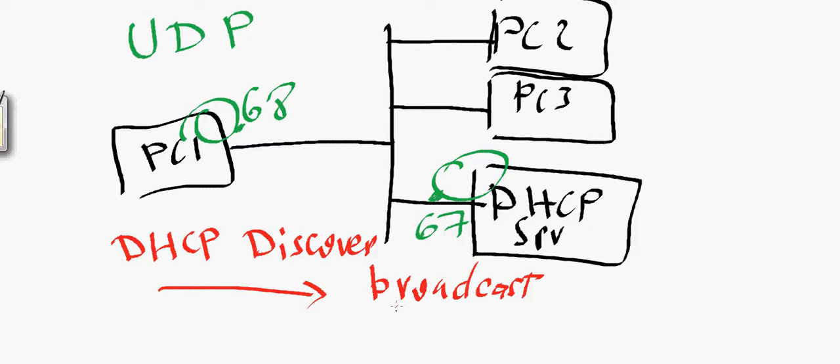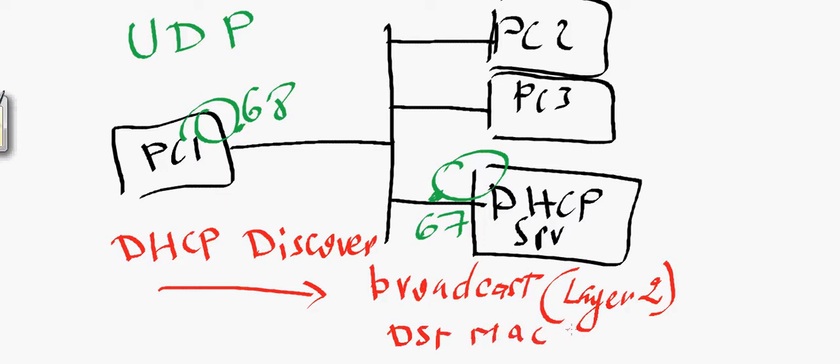Now you can ask a question: how come PC1 does not have an IP address? So how can it broadcast the message? Here the broadcast will occur at the level of the MAC address, layer 2 broadcast. Okay, layer 2, which means destination MAC address. The destination MAC address of this message will be something like FF.